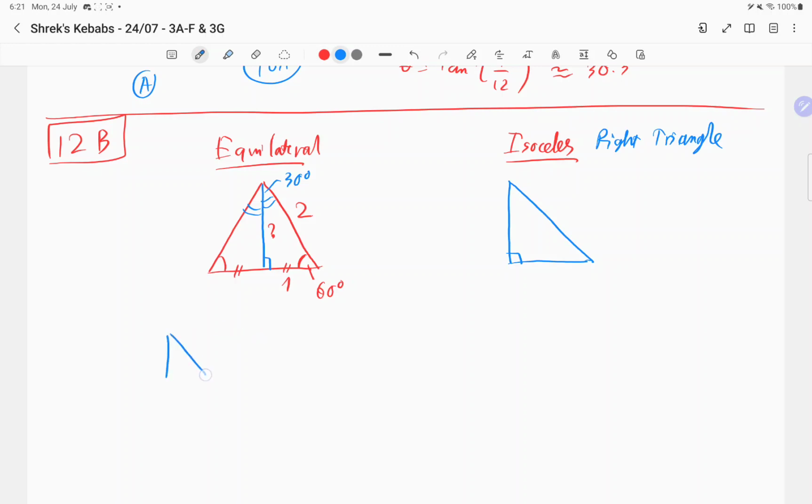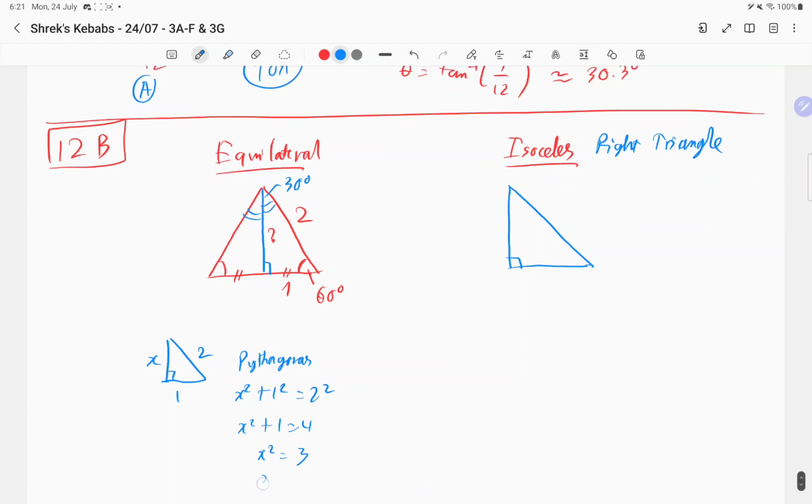So if we were just to work out very quickly, that's x, right? And then using the Pythagoras theorem, you get x squared plus 1 squared equals 2 squared. So then you got x squared plus 1 equals 4. So x squared equals 3. And we want the positive value only because that's the side of a triangle, which means x would be square root 3. So that side will always be square root 3.